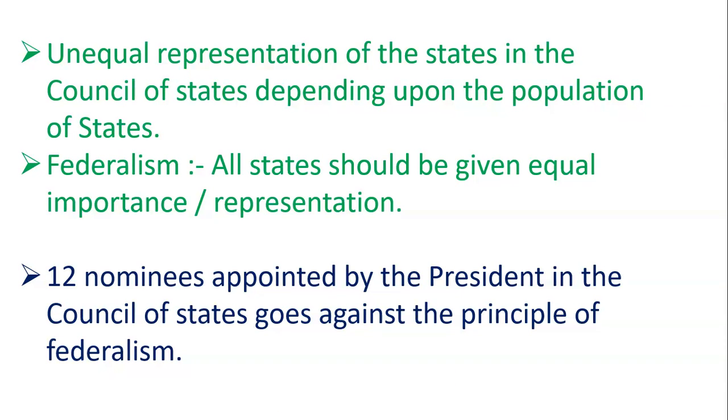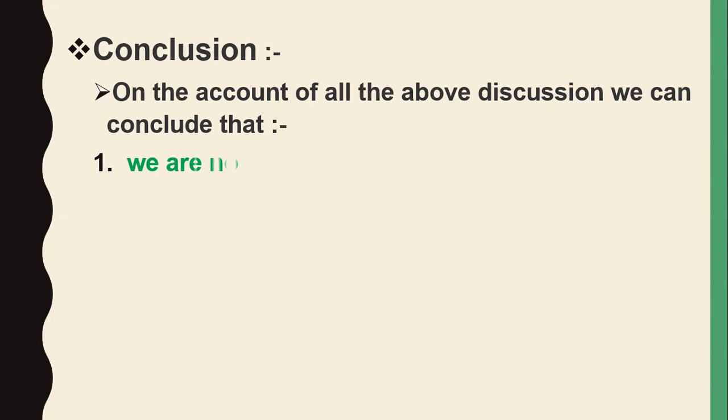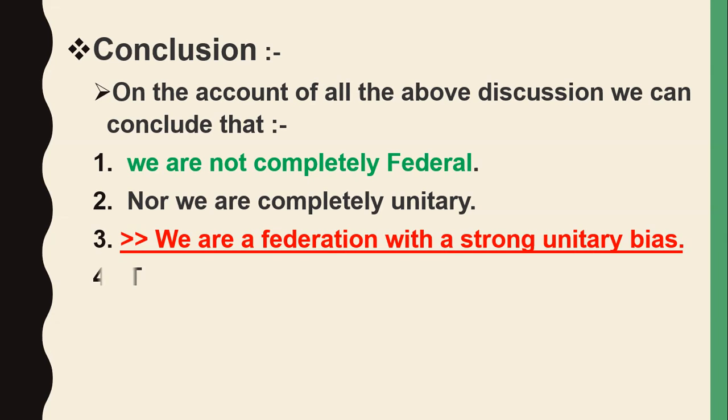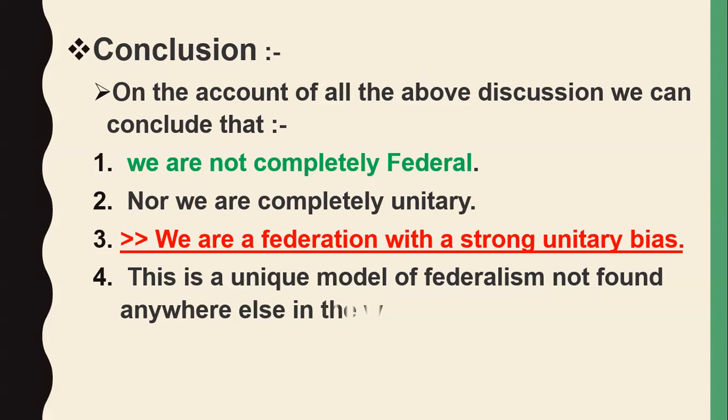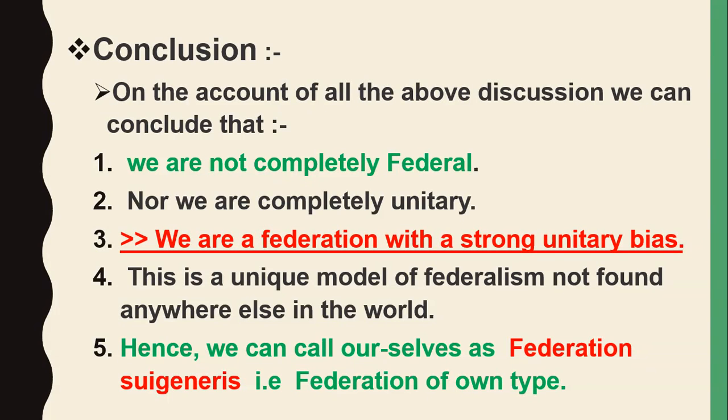So friends, till now we have discussed almost all the unitary or non-federal features of the Indian Constitution. Now we have discussed all the federal features as well as the unitary features. So now let's jump to the conclusion. On the basis of the above discussion, what can we conclude? We can conclude that we are not completely federal. Why? Though we have some federal features, we also have some unitary features, and more of the non-federal or unitary features. So we are not completely federal.